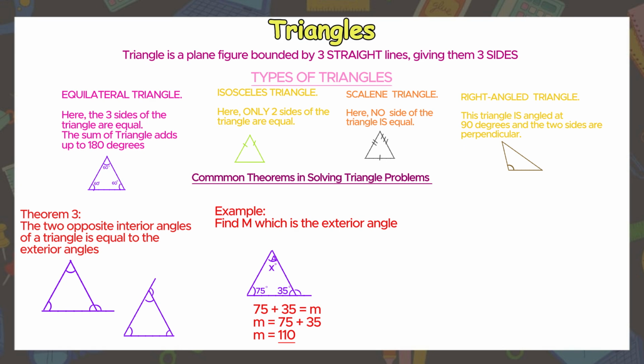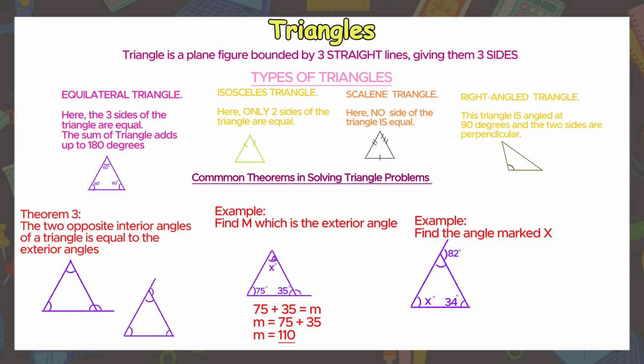Here is another example under this theorem. We have this triangle, then we have an exterior angle, and we have two interior opposite angles. The question is, find the angle marked X. How do we find this angle? We go by the theorem which says that the sum of the two interior opposite angles is equal to the exterior angle.